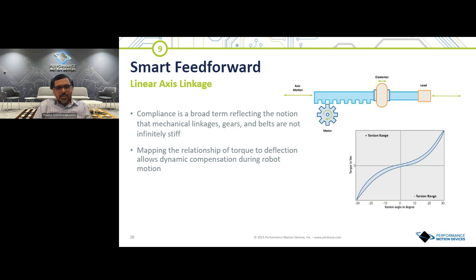The other problem we typically see is this smart feed forward requirement, where, as we talked about, there's compliance in your linkages. So it's a linear axis, but there's variances in the mechanics of it. What we've done is you can create a torque to deflection table and do a dynamic compensation during robot motion. We add a feed forward table ahead of the motion that compensates for all these mechanical inconsistencies. This is a particular example where there's an elastomer or a belt or something, and you're trying to take out those non-linearities with a compensation table.